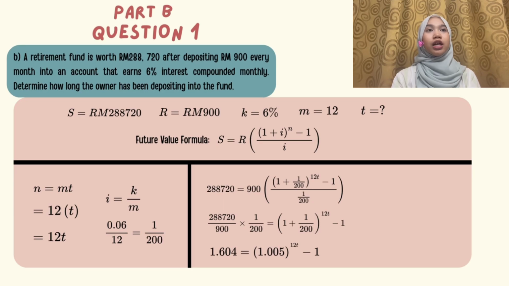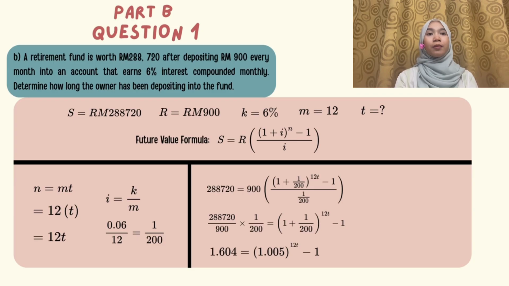Last, a retirement fund is worth RM 288,720 after depositing RM 900 every month into an account that earns 6% interest compounded monthly. Determine how long the owner has been depositing into the fund. S equal to 288,720, R equal to 900, K equal to 6%, M equal to 12, and we have to find the value of T. And I use the future value formula.